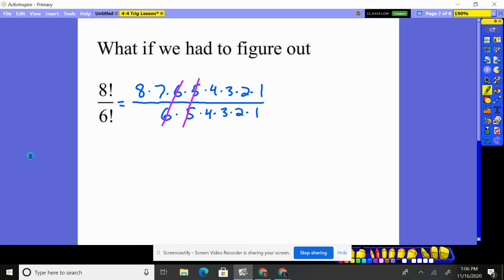The 5's divided are 1. The 4's divided are 1. The 3's, 1, 1, 1. You're just left with 8 times 7 up top. This answer is nothing but 56. That's much easier to do because if you try to figure up that top, it's huge. It's a big number. And the bottom we already know is 720. We can do this without even using a calculator if we just think through what it means.